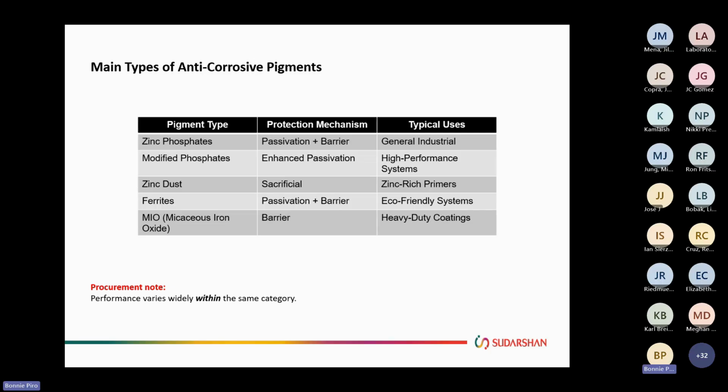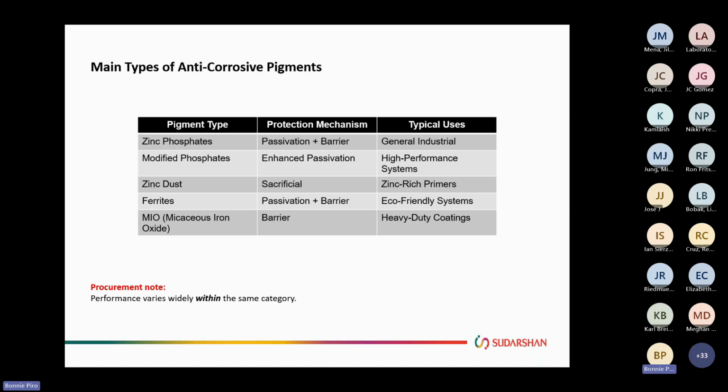Modified phosphates, they enhance passivation. So we typically see those in high performance systems. Zinc dust, that acts as a sacrificial barrier. And these tend to show up in zinc-rich primers. Ferrites also act as a passivation and barrier mechanism. These might be something of interest for more eco-friendly systems. And then micaceous iron oxides. These act as a barrier. These are typically seen in heavy-duty coatings.